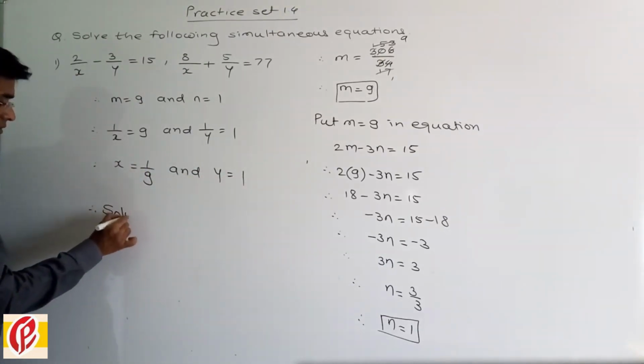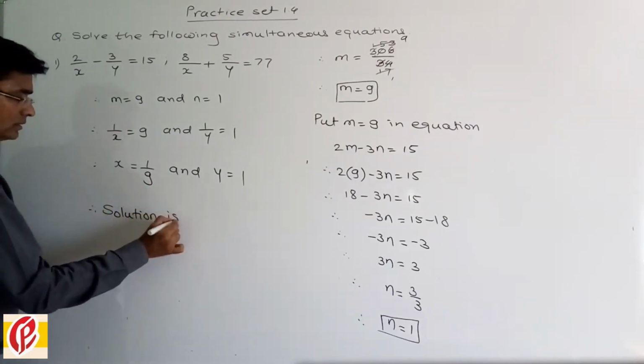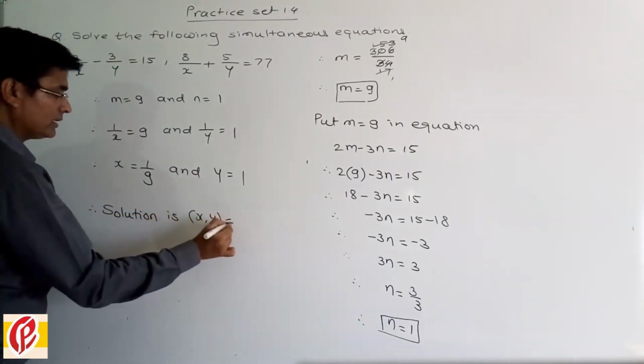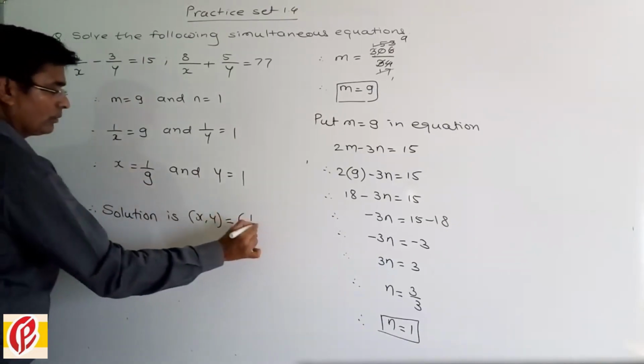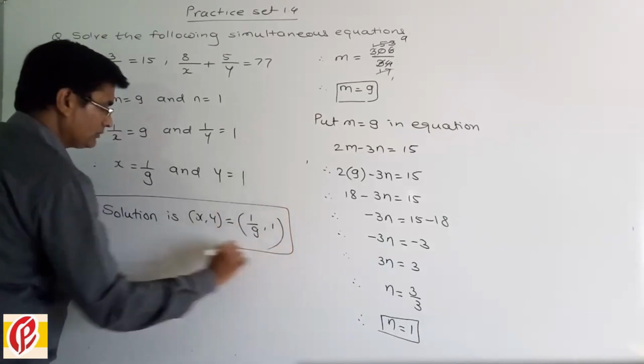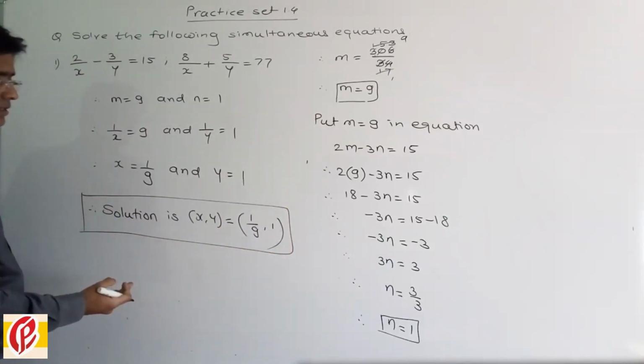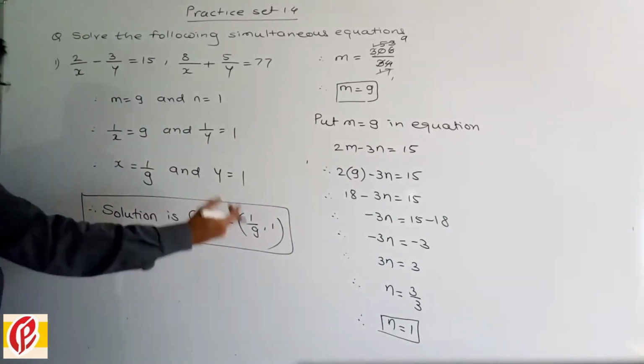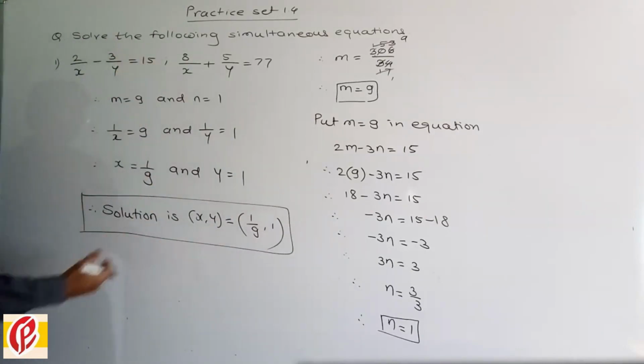Therefore the answer is, the solution in brackets (x, y) is equal to, what is the value of x? 1 upon 9, and what is the value of y? 1. So this way you can solve the non-linear equations by taking new linear equations and solving these.